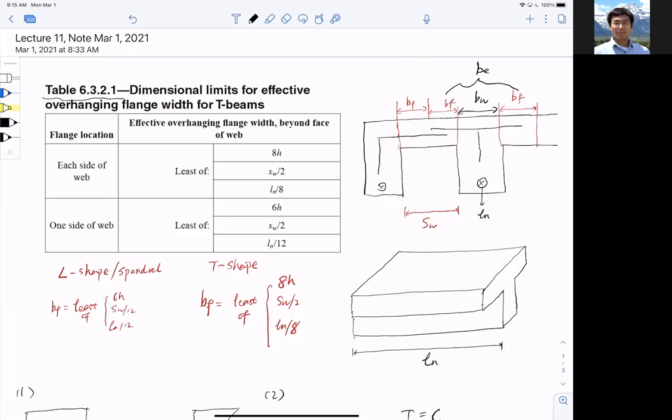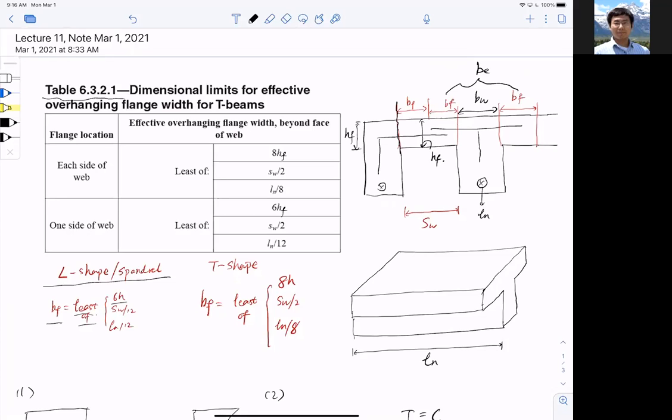All right, so how do we do that? It says that for the L shape, that is also called the spandrel, we can use this equation. So BF is one side of the overhang, defined from the edge of the web extending into the flange, that is a least of 6h. So what is h? H is the height of the flange. Okay, so I should say, if I want to be rigorous, HF. But that's fine. You can say H or HF as long as you know it's the height of the flange. So to label clearly, this is HF.